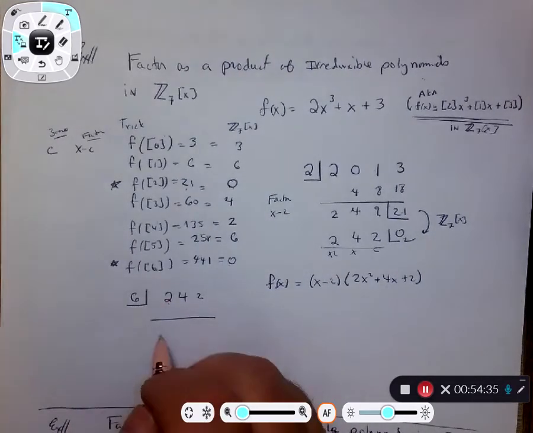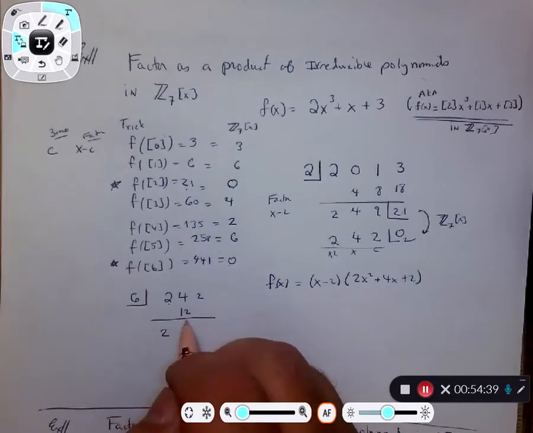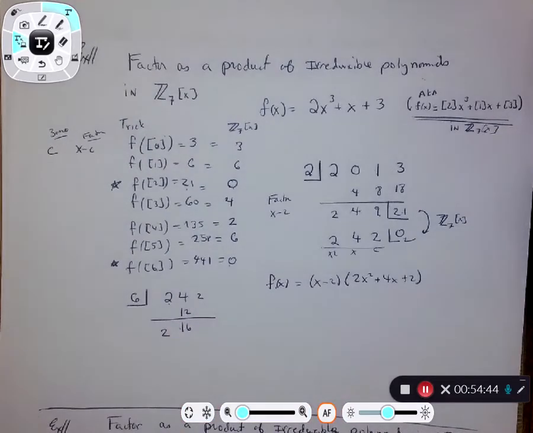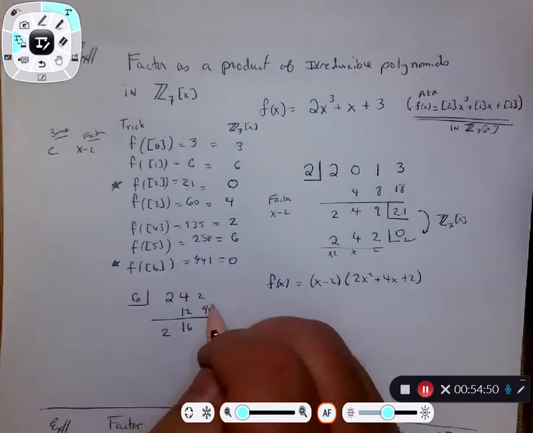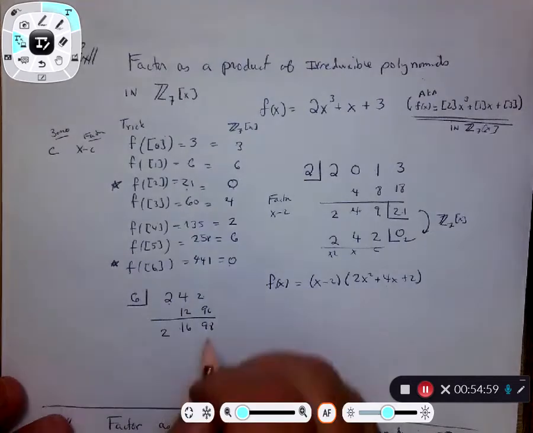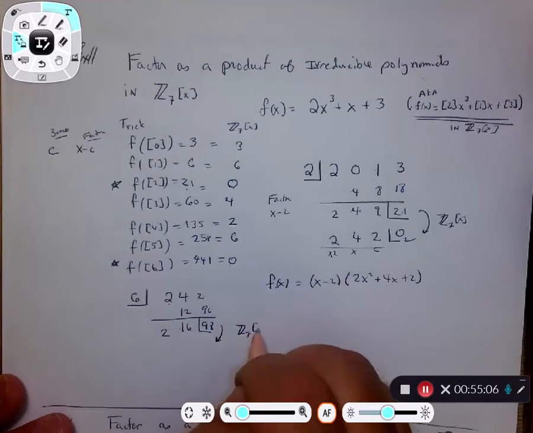Bring down the 2. 6 times 2 is going to be 12. Add, you end up getting 16. 6 times 16, time for the calculator now. 6 times 16 is 96. And plus 2 is 98. But this is your remainder here. You want to put it back in the wonderful world of Z7 adjoin x.